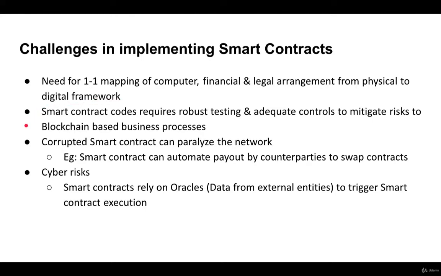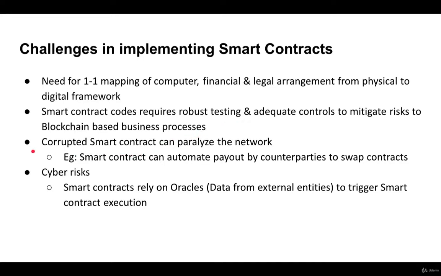Smart contract code requires robust testing and adequate controls so that we can mitigate any risks to the blockchain-based business process. It should not happen that when the selling was carried out, the amount is not correctly given or the tax is not included in it or some terminology is missed out. So robust testing becomes important because any controls which are there have to be mitigated because you have two parties which are signing. And if the signatures are involved, then that particular contract is going to be completed and accordingly the payments will be made. So that care has to be taken.